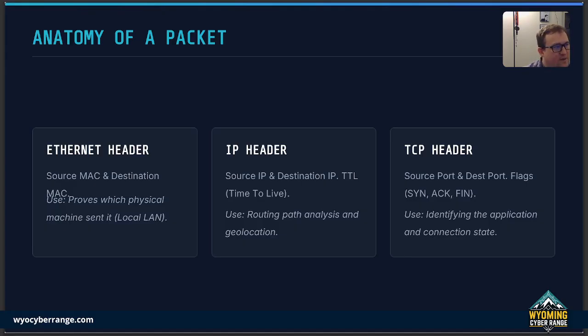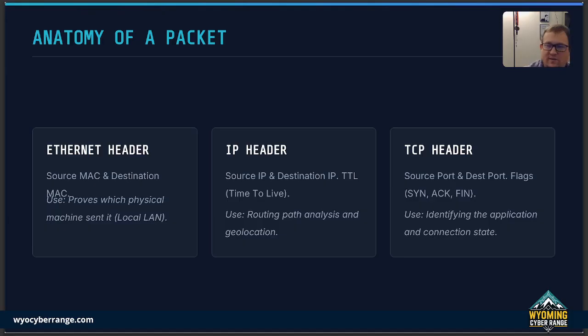So you need to know the anatomy of a packet. And so just remember that the Ethernet header contains the source and destination addresses, which are going to prove which physical machine sent it on the local LAN. The IP header is also going to have the source and destination IP address. So not only do we have the MAC addresses, now we have the IP addresses, as well as the time to live, right? The TTL, which is going to be used for routing path analysis and geolocation to let us know how many routes it took.